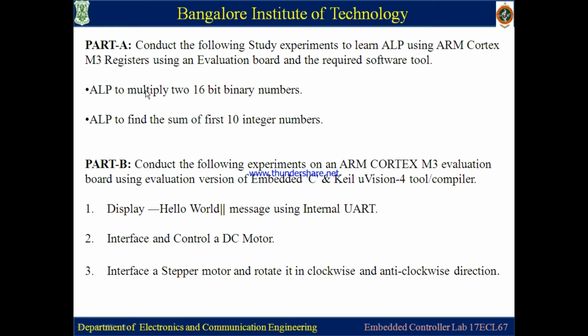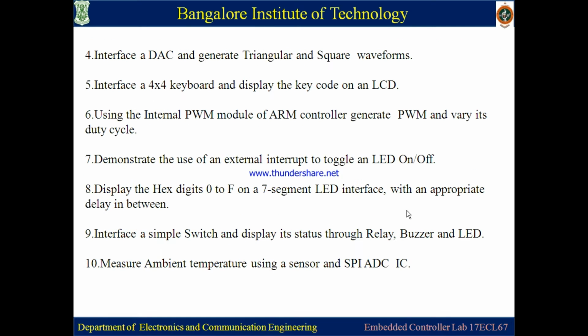So in this lab we have got two parts, part A and part B. Part A are assembly level language programs, and these two ALP programs are study experiments. And part B consists of embedded C programs. We have got about 10 C programs. We are going to write programs using ARM Cortex M3, and we are going to use a tool Keil MicroVision 4. We have got 10 experiments, and all these 10 experiments are interfacing programs.